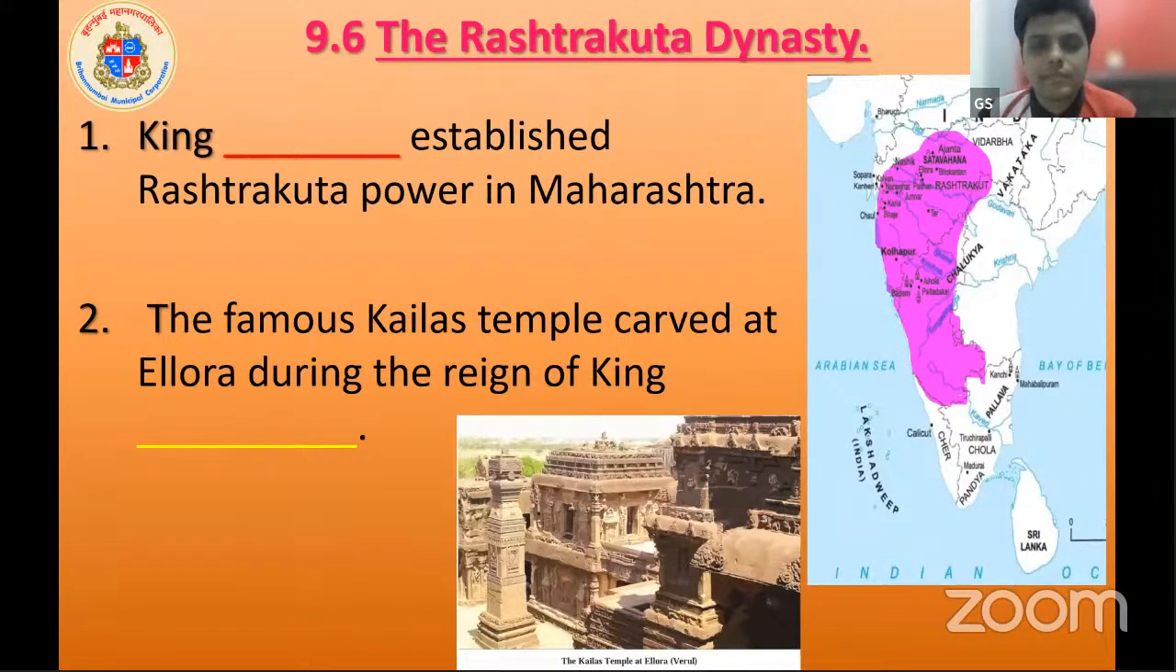Yes, sir. King Dantidurga established Rashtrakuta power in Maharashtra. Kanyakumari. What? Kanyakumari. You have to name the king. What is Kanyakumari? Kanyakumari is the place. Adarsh Kanojia. Krishna, sir. No, your chance is over. And your answer is also wrong now. Sir, Krishna, what is the name? Yes? Krishna Raja. No. The king who established the power.